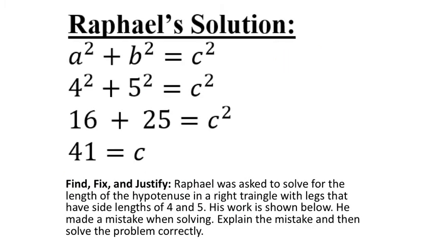So Raphael was asked to solve for the length of the hypotenuse in a right triangle with legs that have side lengths of 4 and 5. His work is shown below. He made a mistake solving. Let's find out what it is.